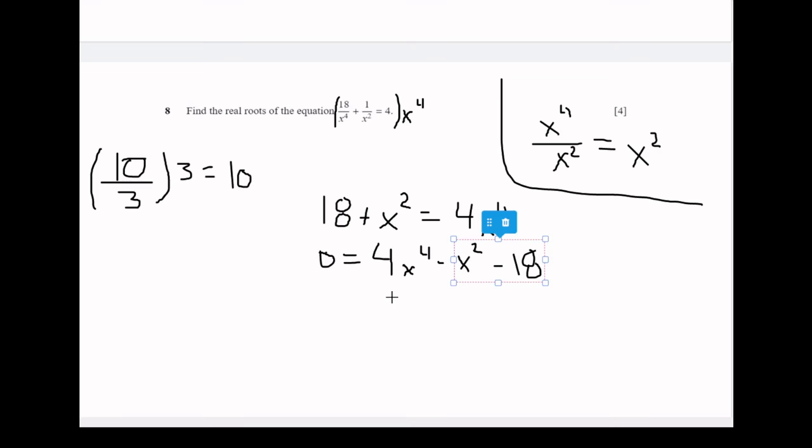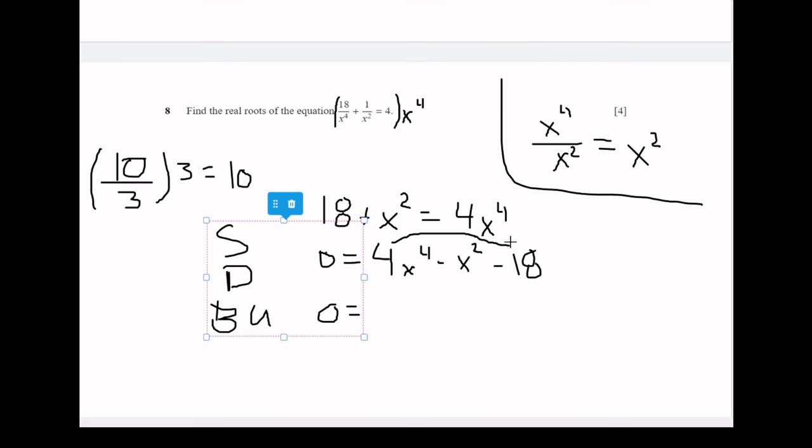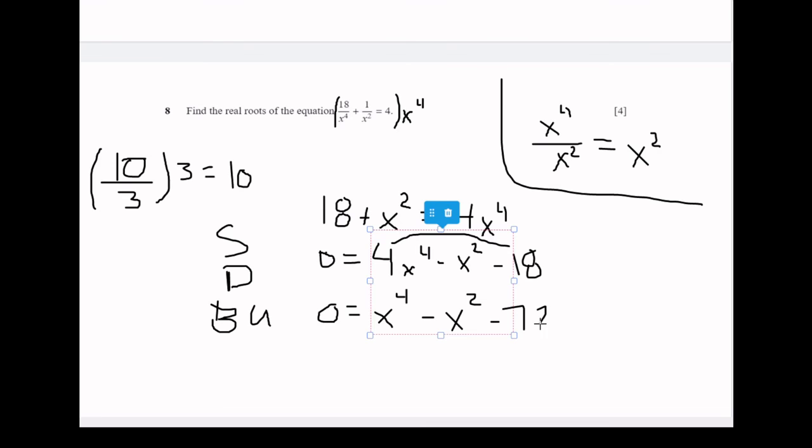Now we see this, and I think it's going to be best to factor here. So I'm going to do this slide, divide, bottoms up method. So we're going to slide our 4 over to the negative 18, x to the power 4 minus x squared, and 4 times negative 18. I do not know that off the top of my head, so I'm being scandalous, I'm using a calculator. We have negative 72. Now, for now, we're just going to factor like this. We're going to worry about dividing the bottoms up later.